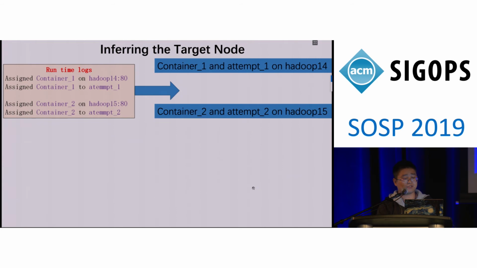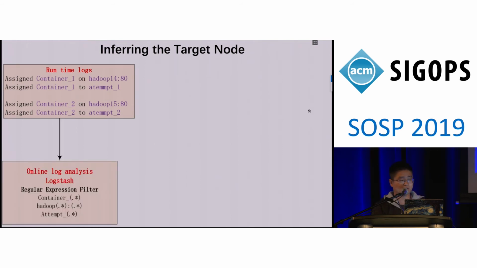As we mentioned earlier, one log instance will print two meta-info values together. For example, this log instance shows that container 1 and temp 1 are on hbase 14, container 2 and temp 2 are on hbase 15. So we can use online log analysis to extract the meta-info values.